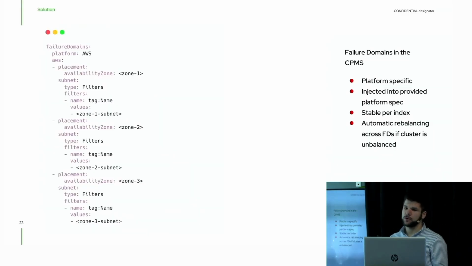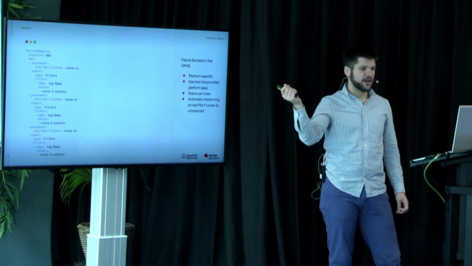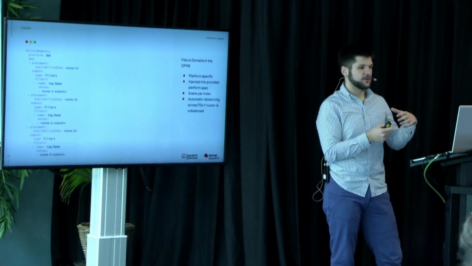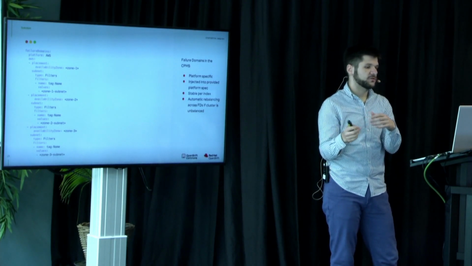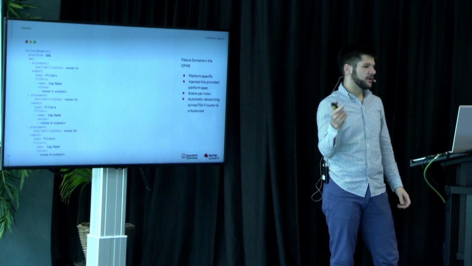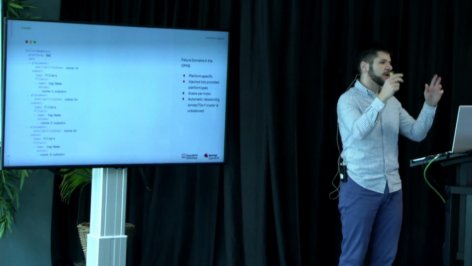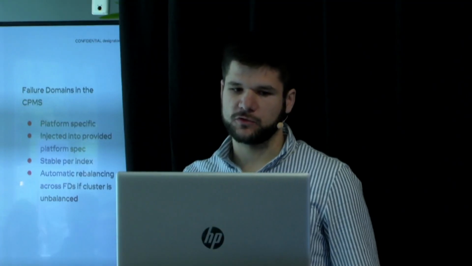Last thing we want to talk about regarding the CPMS is failure domains. Failure domains are provider-specific or platform-specific in this case. For example, in here we have an AWS example. What is going to be in that field is the number of failure domains you want for your control plane machines. For example, AWS has 3 AZs, 3 availability zones in US East 1, let's say. So we have Zone A, Zone B, and Zone C.